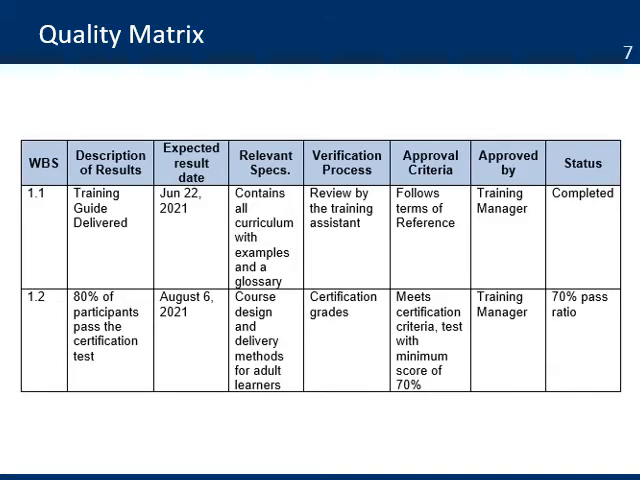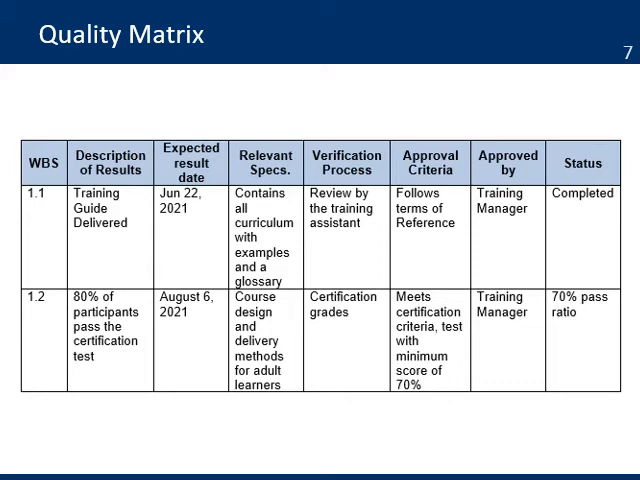A tool used in quality management is the quality matrix that describes the quality processes for each deliverable in the project. The first column is to identify the WBS element, then a description of the expected results or deliverables. The next column includes the expected date for the deliverable. If it's too late and people don't need it, it doesn't serve the purpose of the project. Then you need to list any relevant specifications or quality standards that the product or service needs to follow.